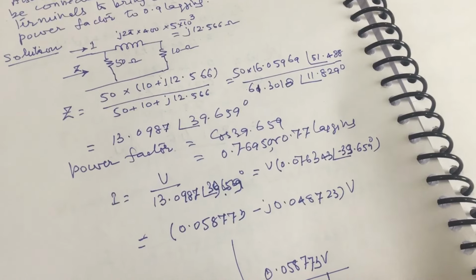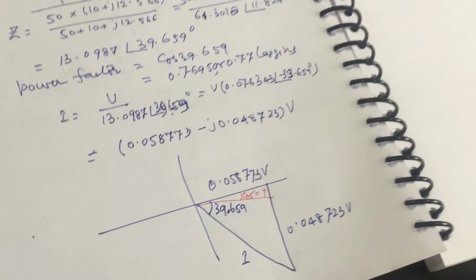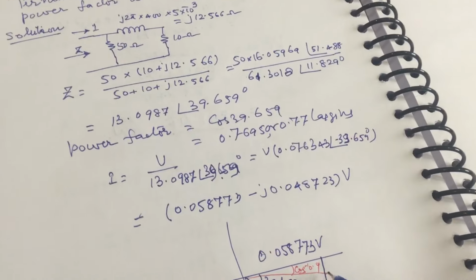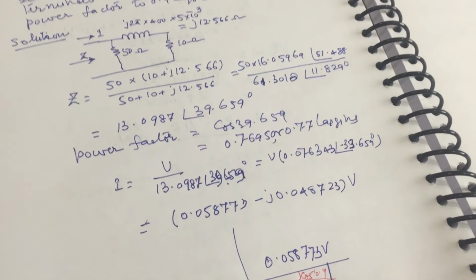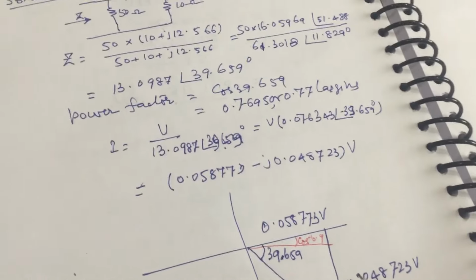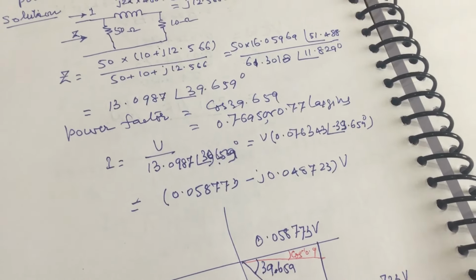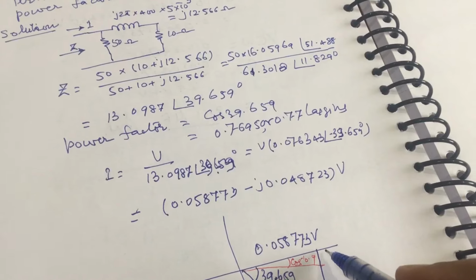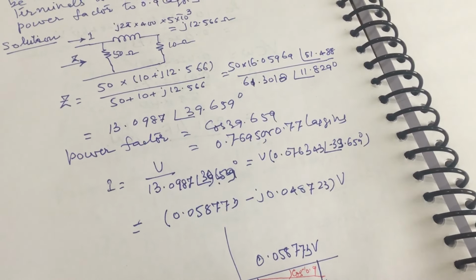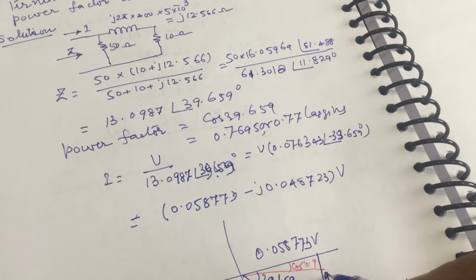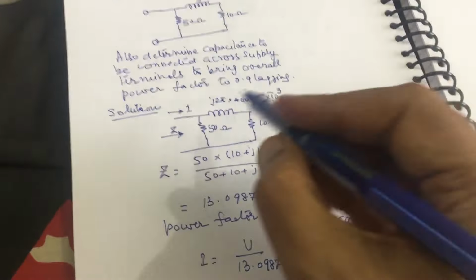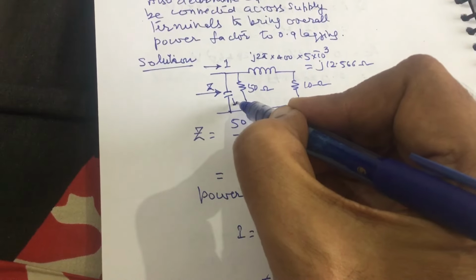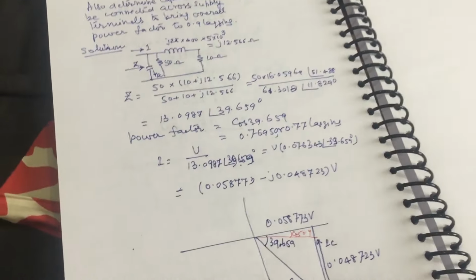And this angle will be cos inverse 0.9. Now our question is what should be the value of the capacitor so that this current will be at a lagging power factor of 0.9. This is our reactive component when no capacitance is connected, and this is our reactive component when capacitance is connected. So this will be the current IC. That is, if we connect capacitance here, then the current taken by this will be IC, and it will improve the power factor of the circuit.